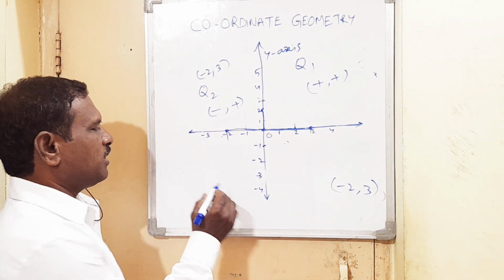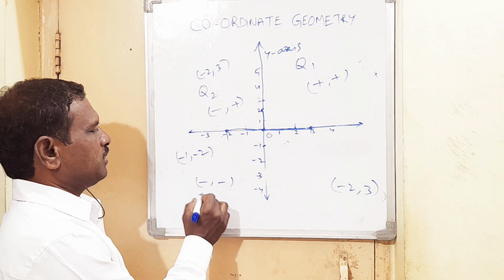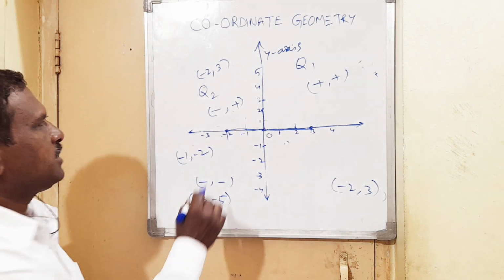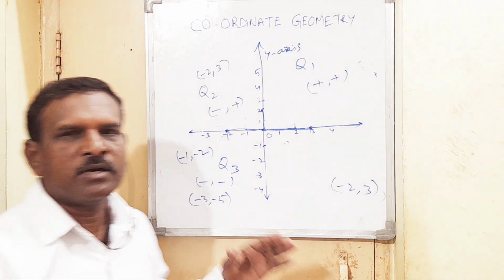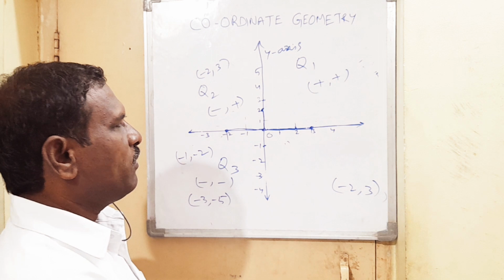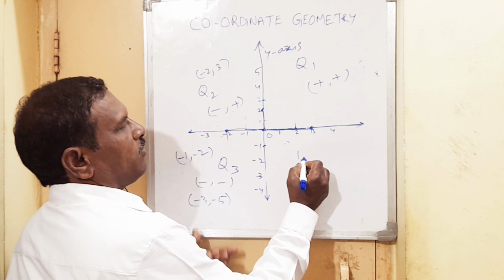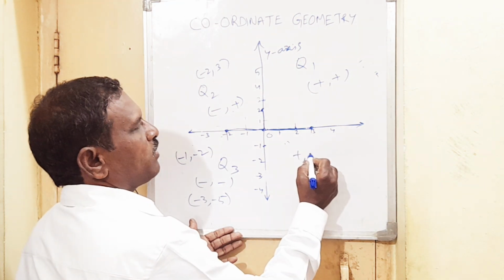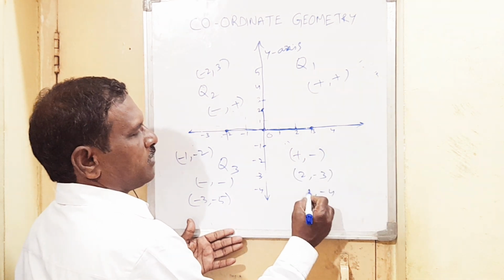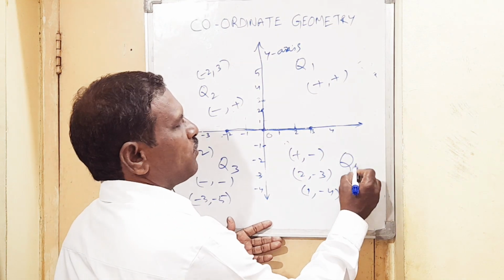And if you come to the third quadrant, both are negative, like the points minus 1 comma minus 2, minus 3 comma minus 5. Such points, if you take, all come into the third quadrant. In the third quadrant, both abscissa and ordinate are negative. Now if you see the fourth quadrant, in this the x coordinate is positive and the y coordinate is negative, like the points 2 comma minus 3, 1 comma minus 4. So if you take x coordinate positive and y coordinate negative, that comes into the fourth quadrant.